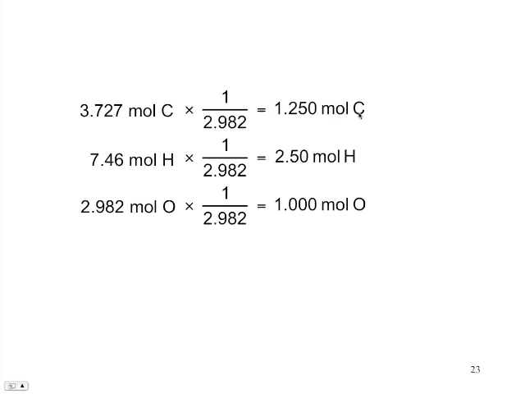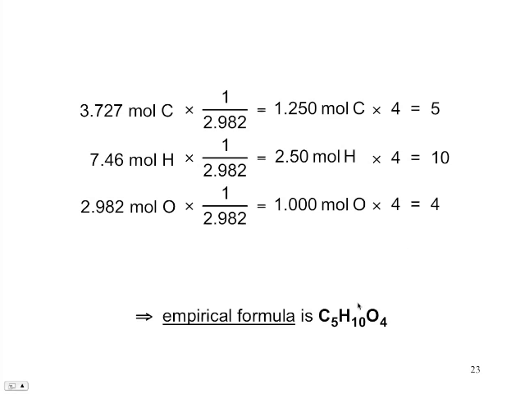So to get rid of the fractions, if we multiply all of our numbers by 4, 5/4 times 4 is 5, 5 halves times 4 is 10, and 1 times 4 is just 4. So now we have our formula with integers. Our empirical formula is C5H10O4.